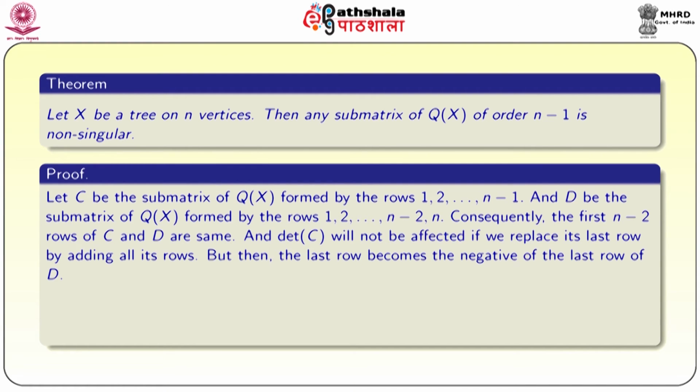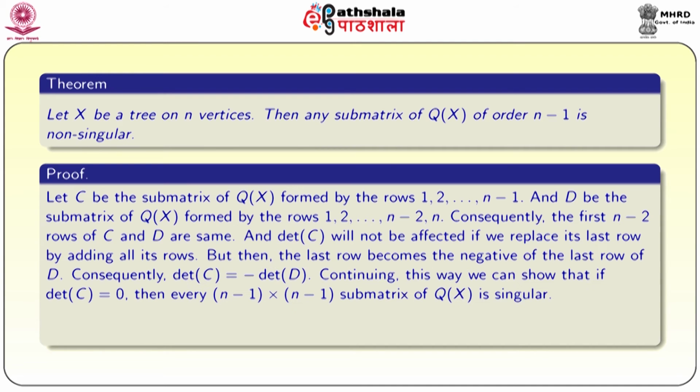Consequently, the first n minus 2 rows of C and D are the same, and the determinant of C will not be affected if we replace its last row by adding all its rows, but then the last row becomes the negative of the last row of D. Consequently, the determinant of C is equal to minus determinant of D. Continuing in this way, we can show that if determinant of C equals 0, then every n minus 1 cross n minus 1 submatrix of Q of X is singular.